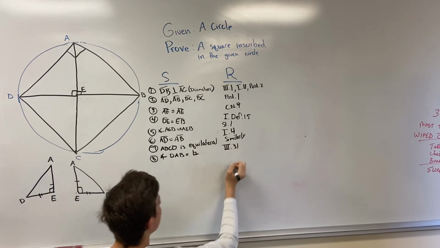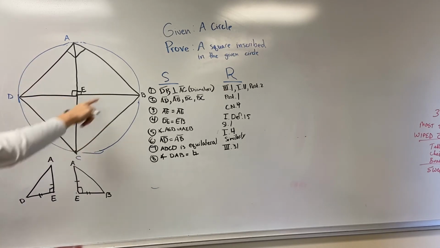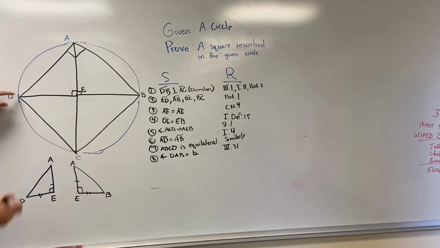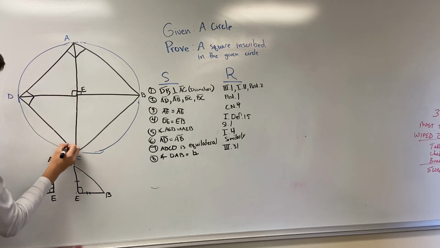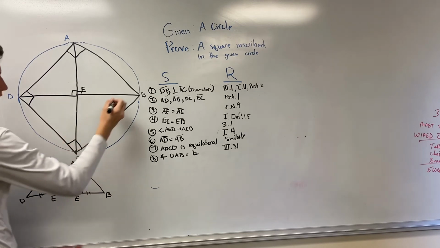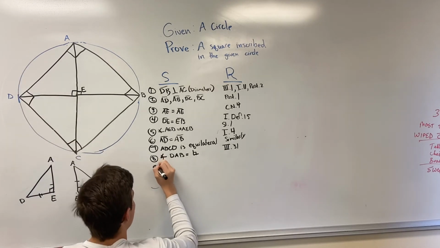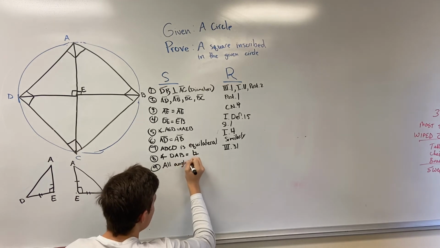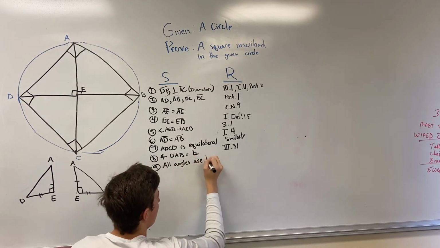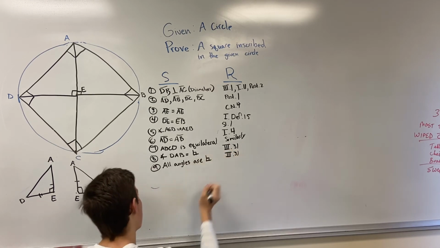Proposition 31. And since these are all the diameter, all of these sides are semicircles, so that means this point right here is on this semicircle, so that makes it a right angle. On this one, so that makes that a right angle. On that one, so that makes that one a right angle. So I'm just going to say that all angles are right. And it'll be the same reason, Book 3, Proposition 31.